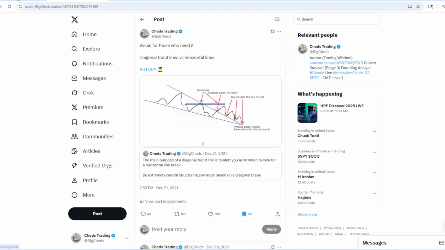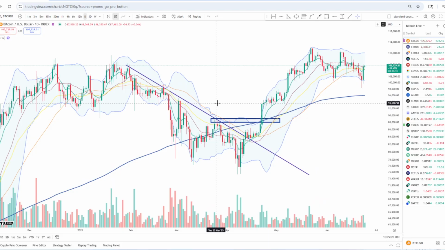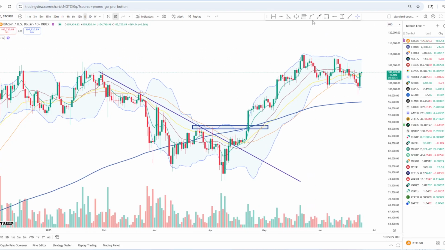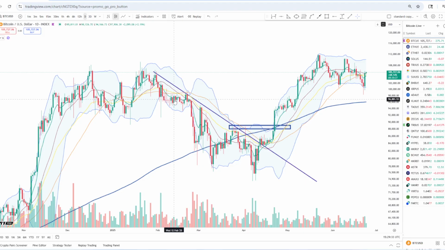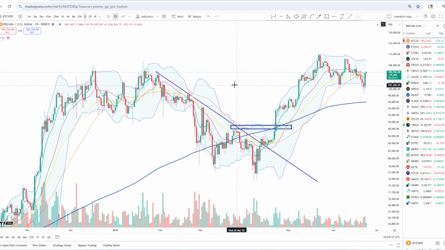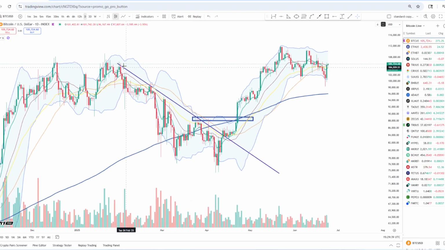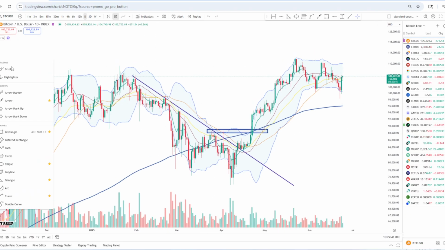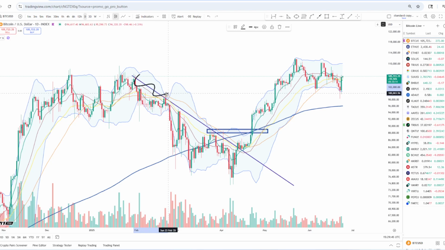So the purpose of any diagonal break is to tell you to get ready and to keep an eye out for a horizontal break. For example, with the Bitcoin chart recently, after the price began to break down around the 95K range, the price started to put in a series of lower highs, and this formed what is called a descending supply trend, a trend of more aggressive sellers. And at some point, that trend began to break.